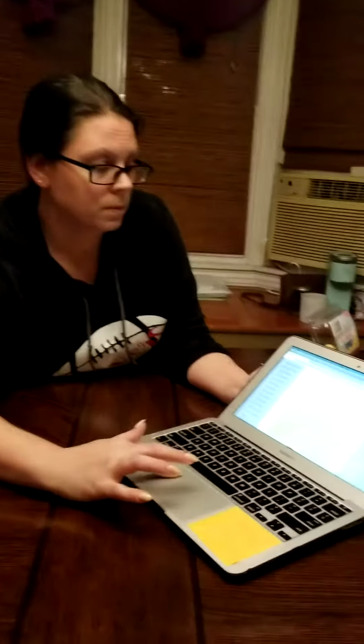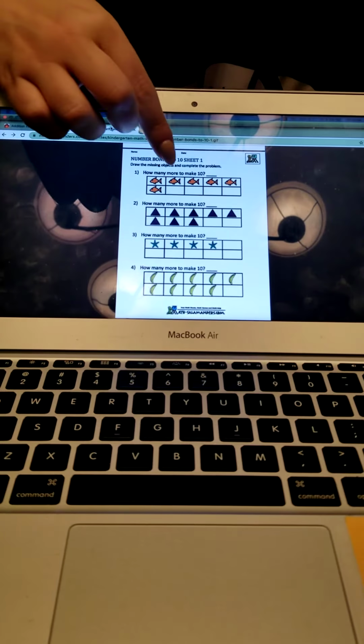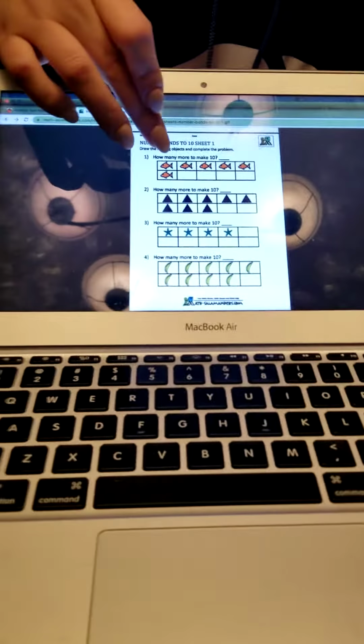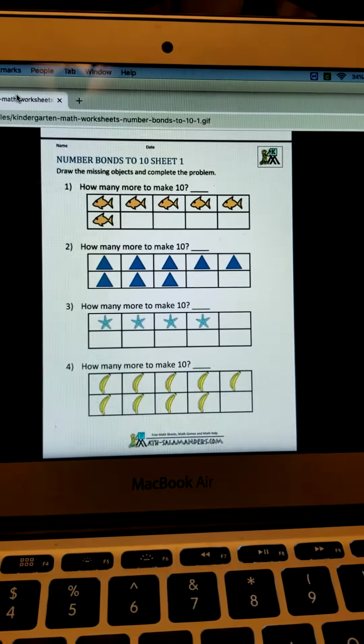And in order to do that, I have this little guide for you. So this is what I will be having your child complete. The first one says how many more to make 10, and you are going to have them add it up. Can you see it, or should I move the screen? On here it's different pictures. You can have them use whatever you want.